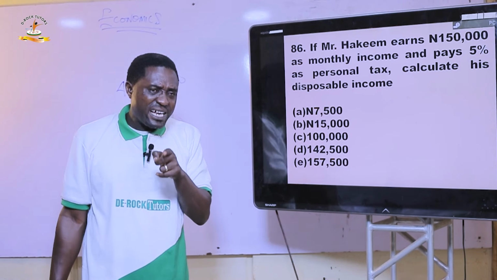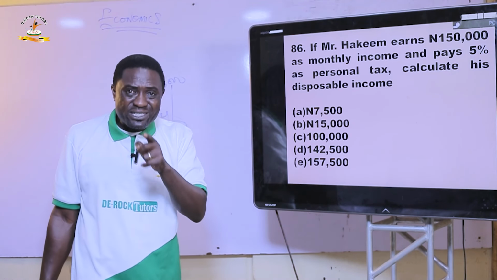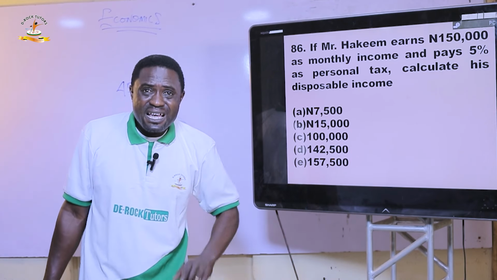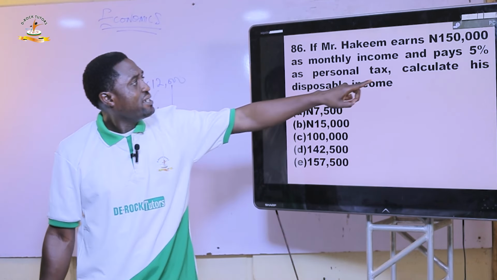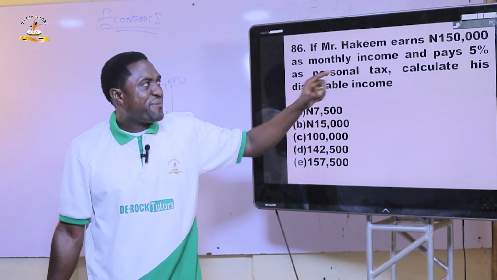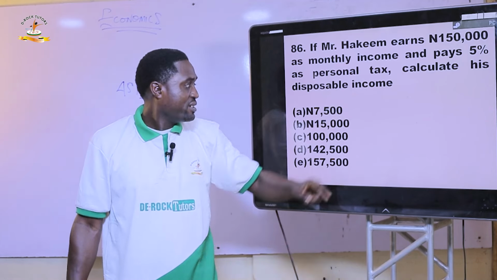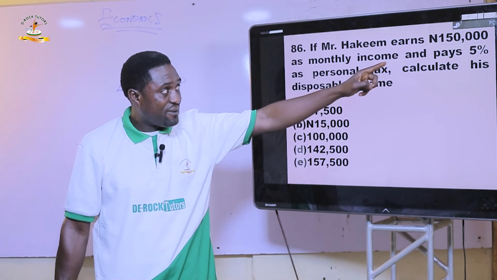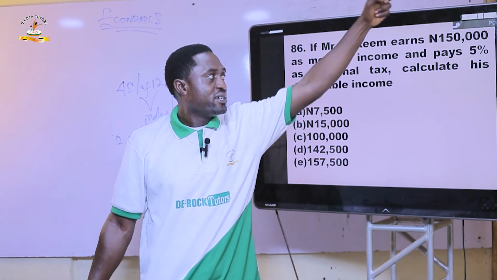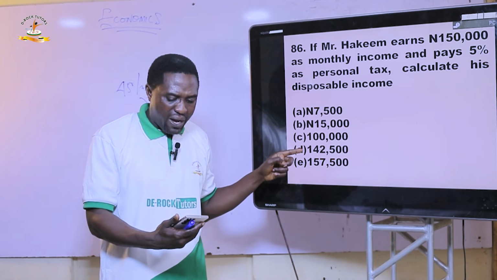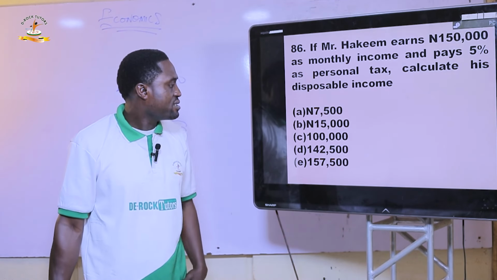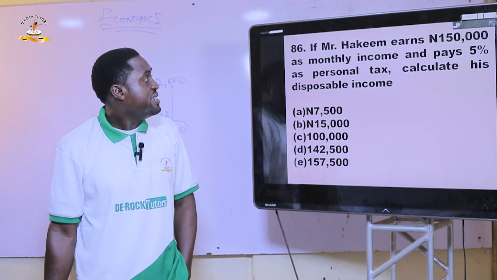I say it again. How did I calculate it? Your disposable income is what is left after removing tax. And they are saying this person pays 5% as personal tax. Calculate it. So now they will remove 5% of 150,000. 5% of 150,000 is 7,500. So 7,500, when we remove it from 150,000, that's how we got 142,500. So the perfect answer to this is option D, 142,500. The next question.